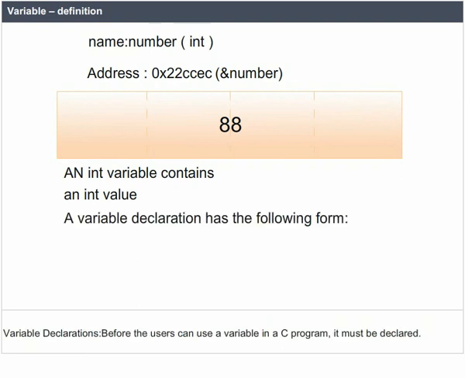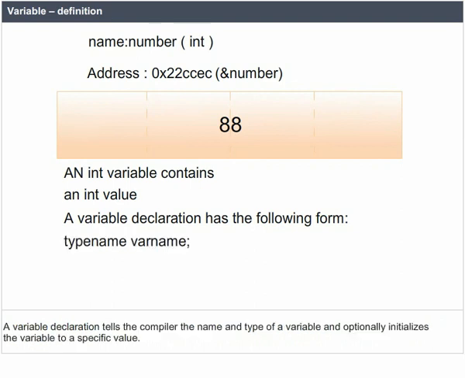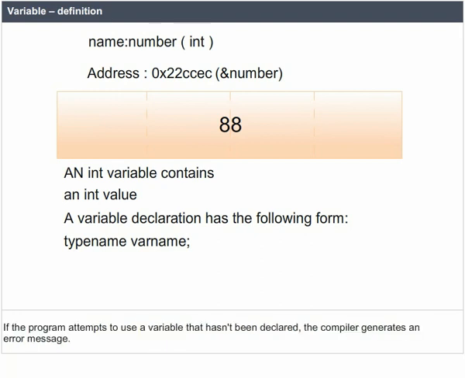Variable declarations. Before the users can use a variable in a C program, it must be declared. A variable declaration tells the compiler the name and type of a variable and optionally initializes the variable to a specific value. If the program attempts to use a variable that hasn't been declared, the compiler generates an error message.